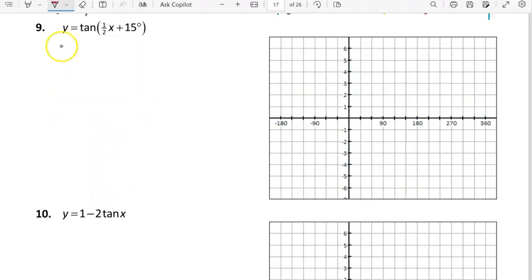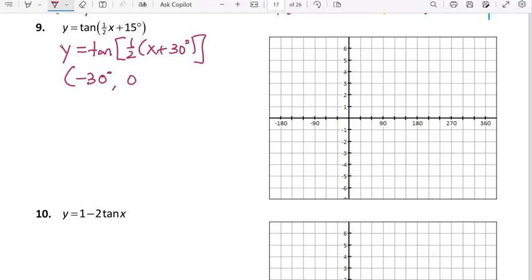For number 9, before we begin sketching, we're going to want to factor. So y is equal to the tangent, and on the inside we're going to factor out that 1/2, and that will leave us with x plus 30 degrees. So new origin is negative 30 degrees, comma, 0, because there's no vertical shift.